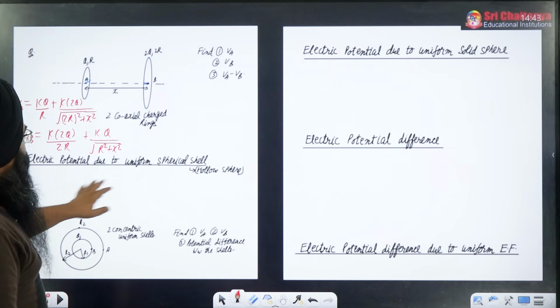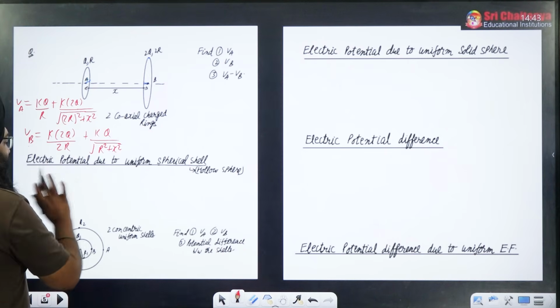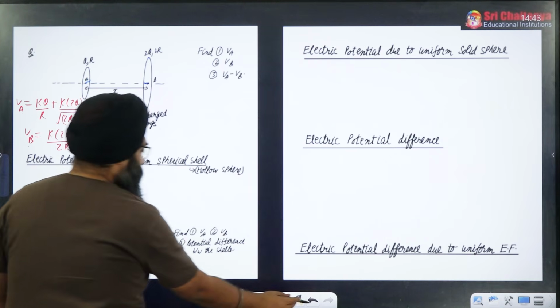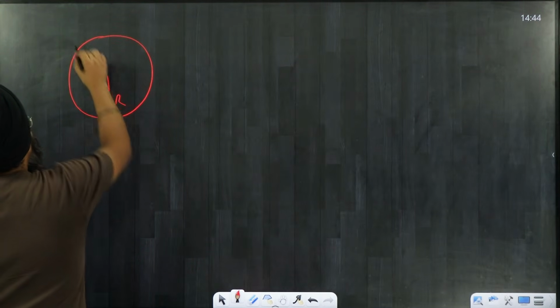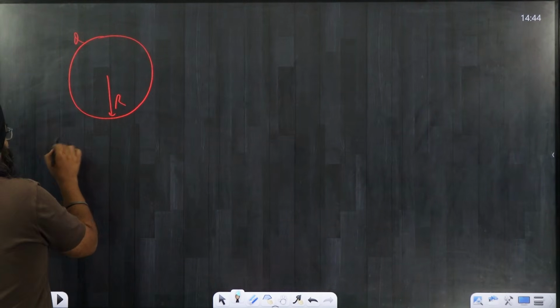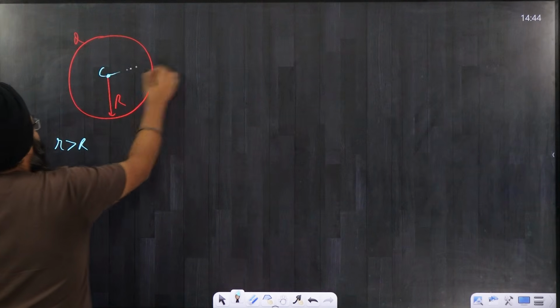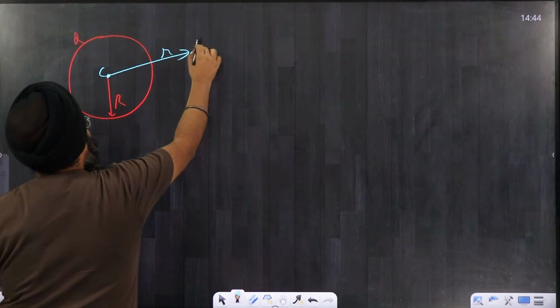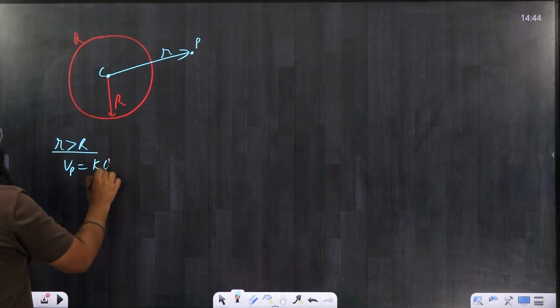Then, the potential due to a uniform spherical shell, which is a hollow sphere. How will you calculate it? Very simple. You have to just remember the results. For a hollow sphere, let me write it on the next page. Whenever you have a hollow sphere of radius R and charge q distributed on it, remember one thing: for small r greater than capital R, where small r is measured from the center, the potential at any point P will be given by kq divided by small r.